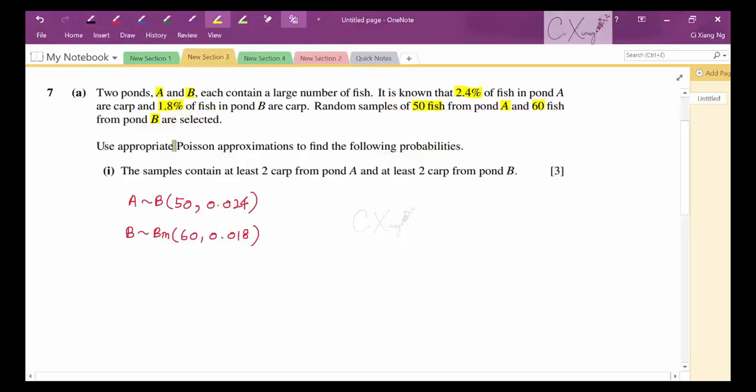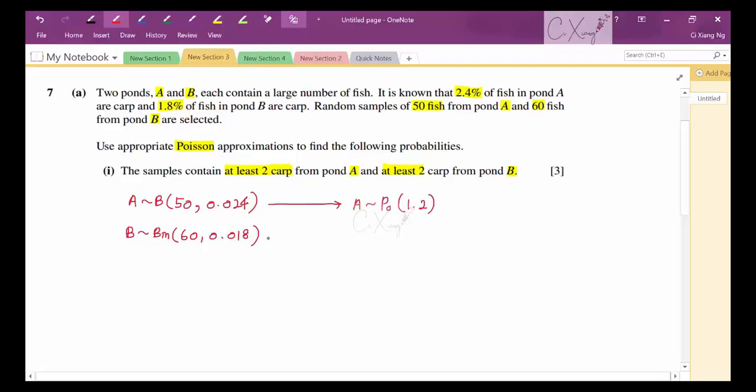Now they are asking us to use the appropriate Poisson approximation. So that means we have to change binomial to Poisson. They want us to find at least 2 carp from A and at least 2 carp from B. So let us change it to Poisson first. For A, the parameter inside the Poisson is the mean. How do we get the mean from the binomial distribution? You take 50 multiplied by 0.024, which gives 1.2.